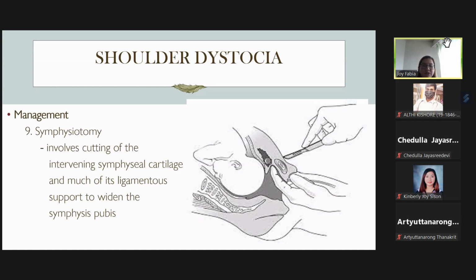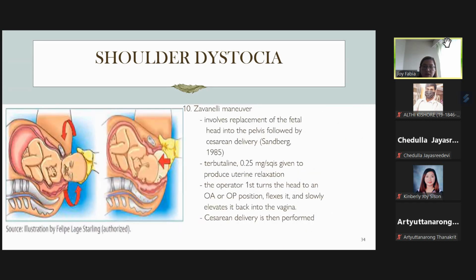If worse comes to worse, we can do the symphysiotomy. So ito siya, ang sakit, no? Because it involves cutting the intervening symphysial cartilage and its ligament to widen the symphysis pubis. And then, the Zavanelli maneuver. The Zavanelli maneuver involves replacement of the fetal head into the pelvis followed by cesarean delivery.